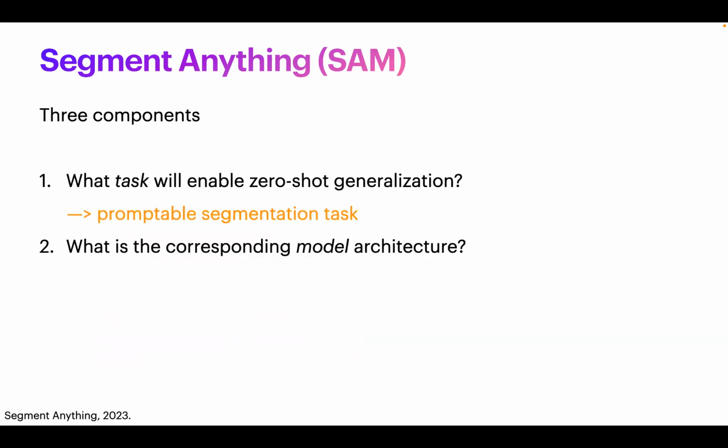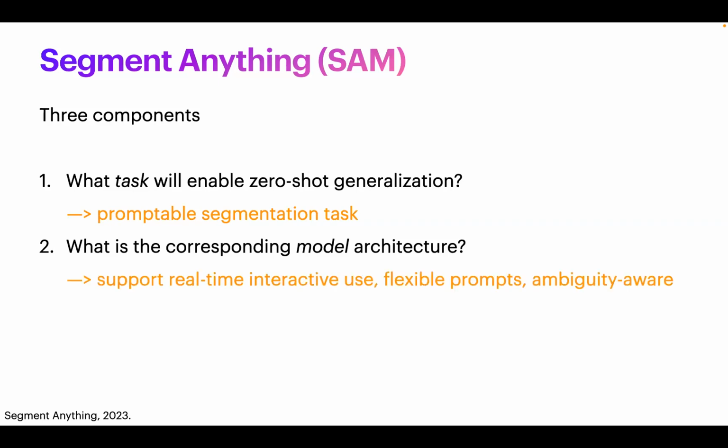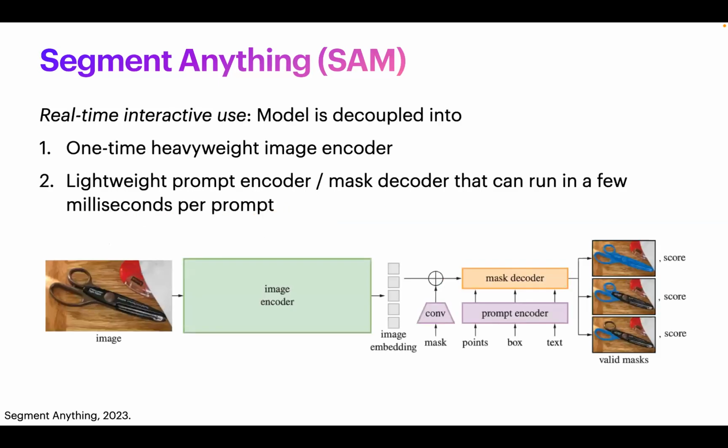For the second question, what is the corresponding model architecture? So they enable three features to support real-time, flexible, and ambiguity aware use. So for interactive use, they actually couple the model to a one-time heavyweight image encoder, which is an MAE pre-trained vision transformer, and a very lightweight prompt encoder and a mask decoder that can just run in a few milliseconds for each prompt.